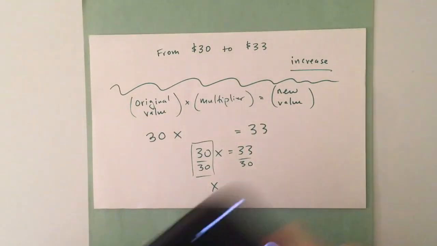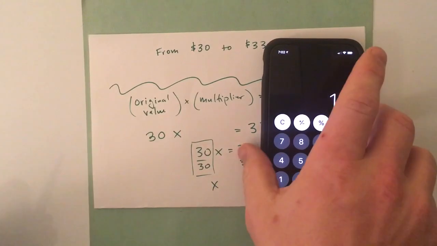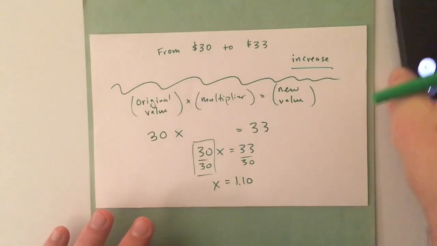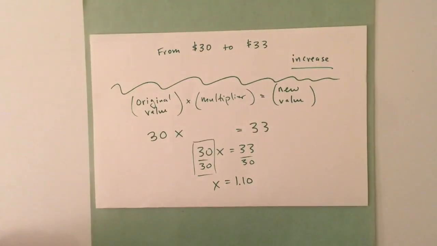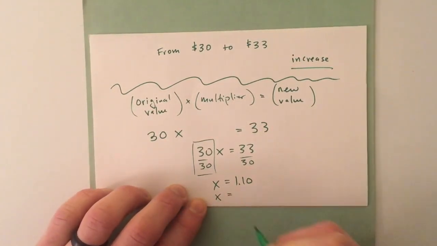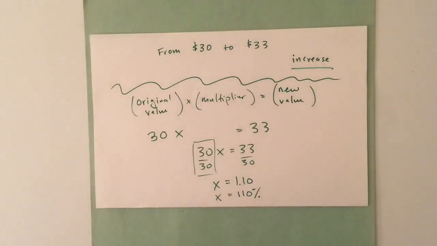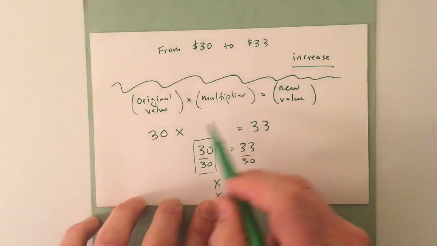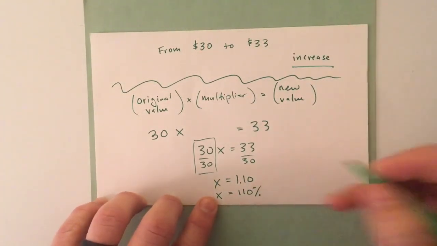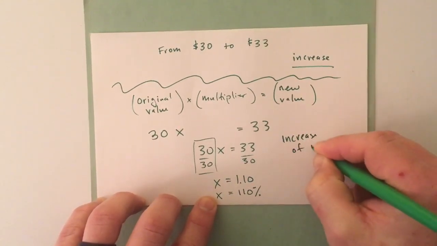And get my calculator out. We do 33 divided by 30. We get 1.1. And I'm going to add a 0 there. You'll see why. Because now I'm talking about percent, right? So my multiplier is 1.1, which is what as a percent? Hopefully all of you just shouted 110% into your computer screen. So if my multiplier is 110%, $33 is 110% of $30. So another way we can say this is an increase of 10%.